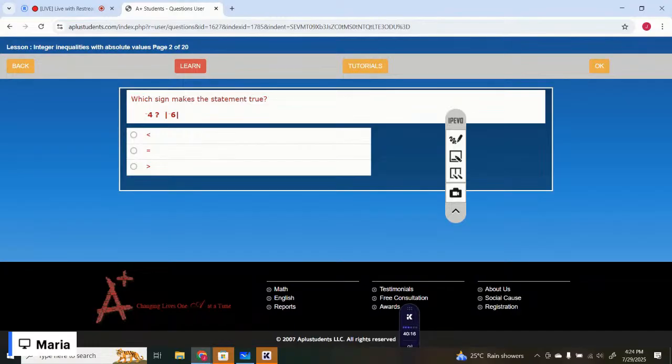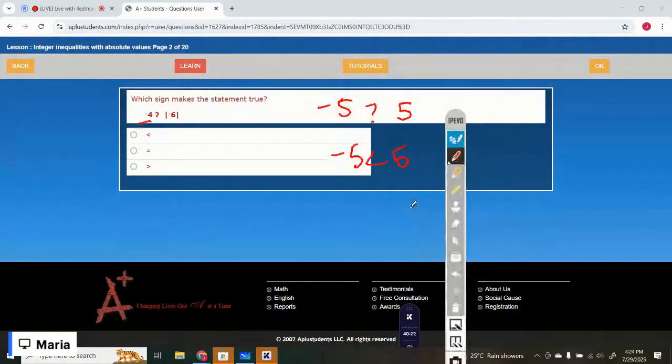Which sign makes the statement true? So we have -4, we need to compare it to the absolute value of -6. So the absolute value of -6 is 6. So -4 is less than 6. The correct option is less than. Option number 1 is the correct option.